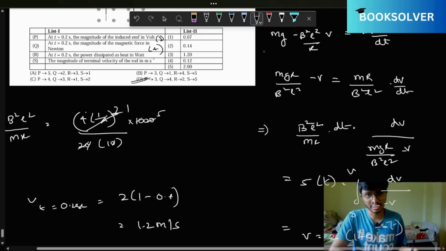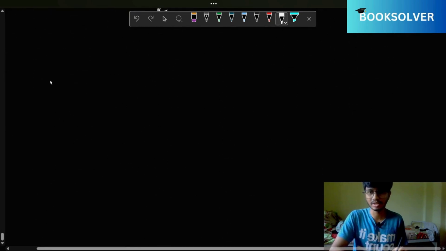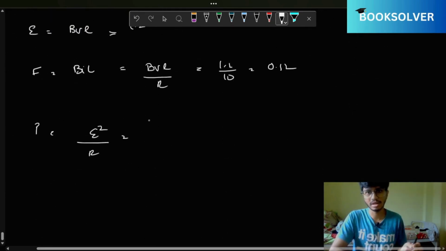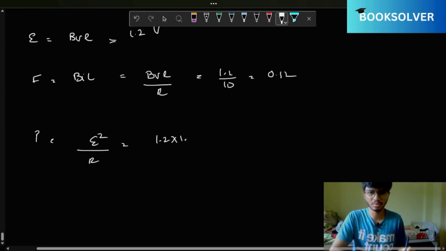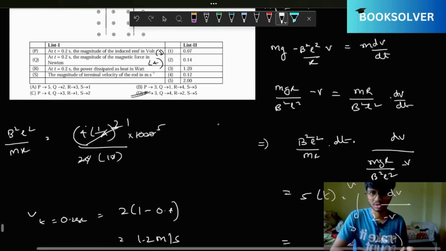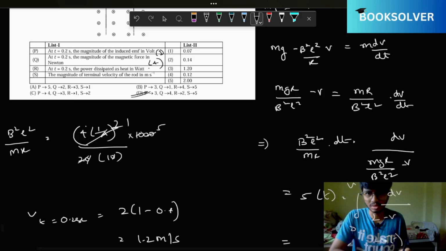And the power dissipated, if you want to calculate it, is equal to epsilon square by R, and epsilon square is basically 1.2 into 1.2 by 10, so it is 0.144. So 0.14 goes with option number 2.